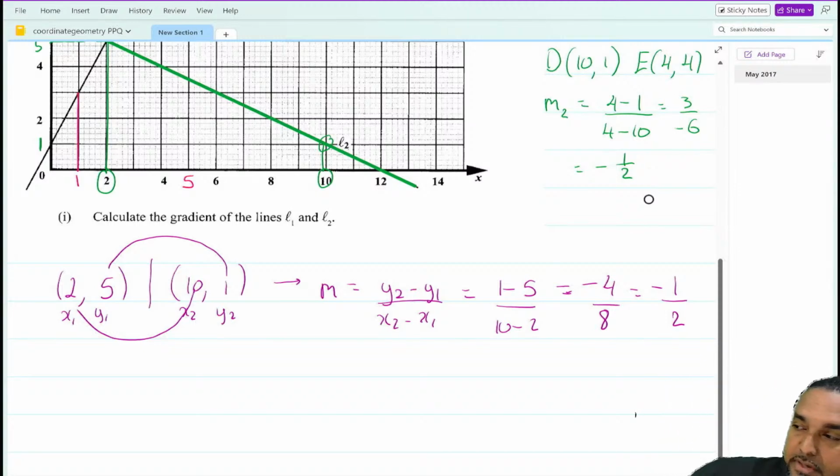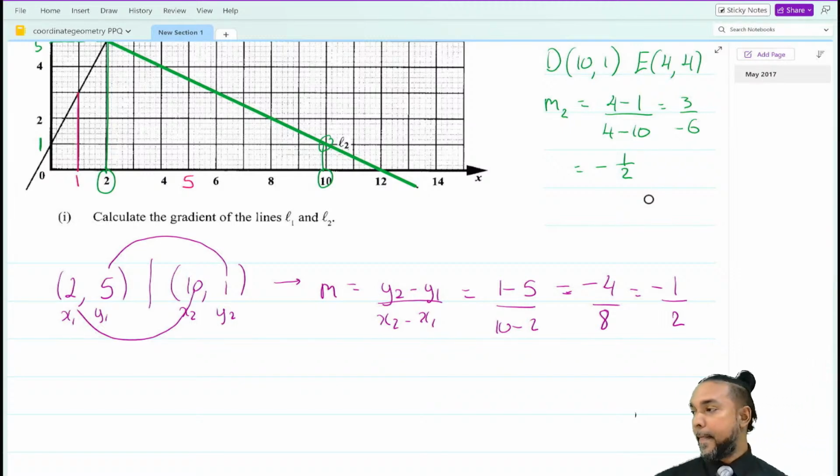Donovan, DeAndre, Juliana, let's give them a quick go if you give the two gradients: 2 and negative a half. Okay, cool. Now the next part of the question.